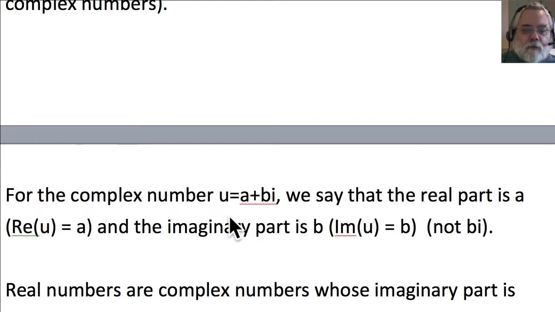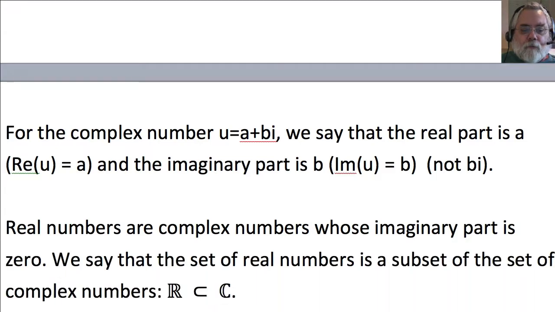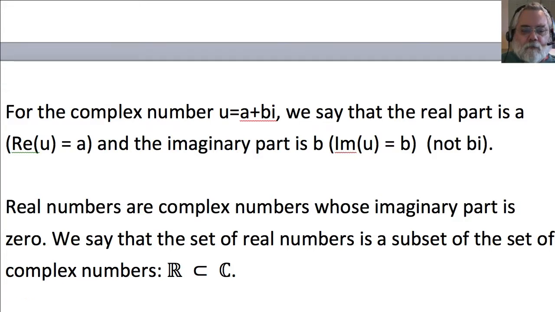For the complex number u equals a plus bi, we say that the real part is a. The real part of u equals a. And the imaginary part is b. The imaginary part of u equals b. b, not bi, for the imaginary part. Real numbers are complex numbers whose imaginary part is 0. We say that the set of real numbers is a subset of the set of complex numbers.